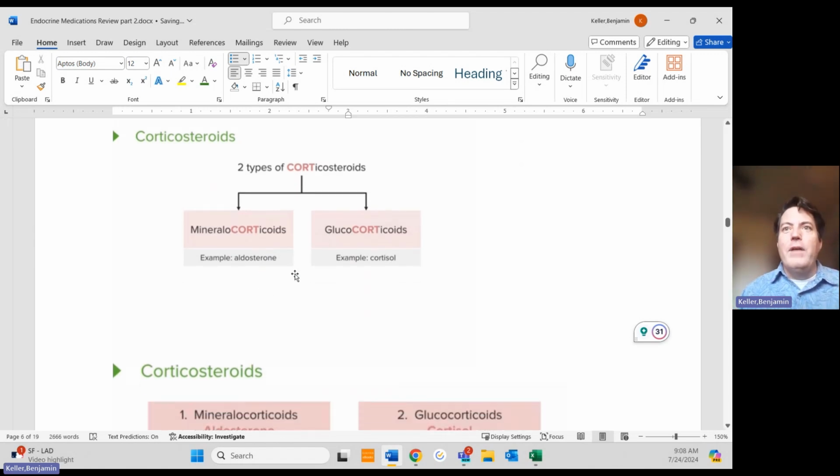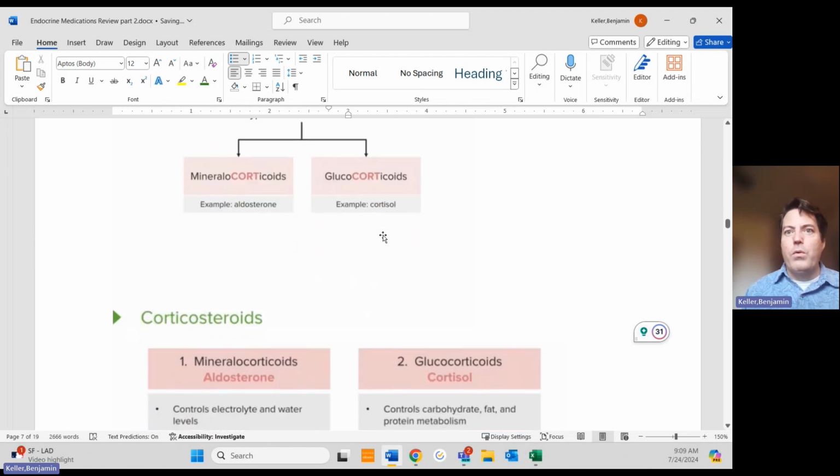An example of a mineral corticosteroid is our friend aldosterone. And we've seen aldosterone before in the RAS cycle, RAAS, the renin-angiotensin-aldosterone system, right? And then we have glucocorticoids, which is going to be cortisol.